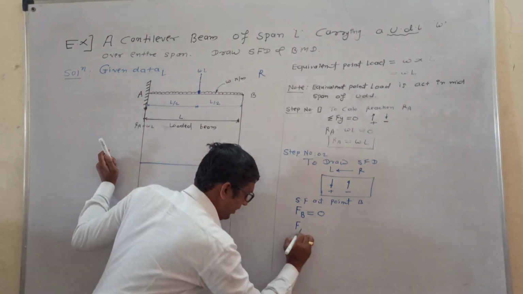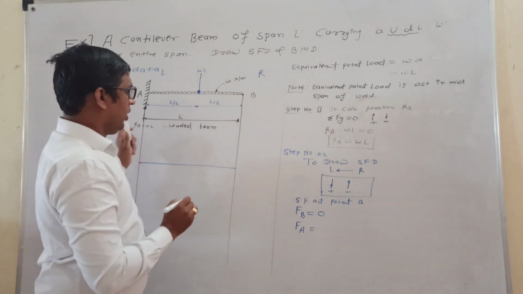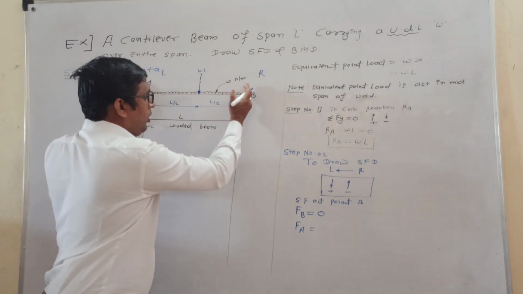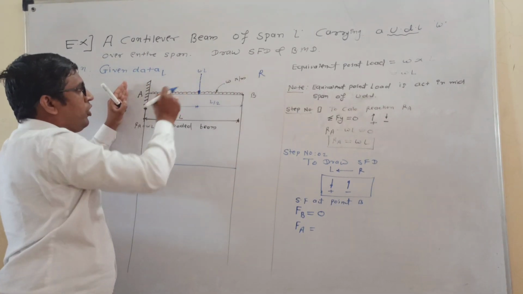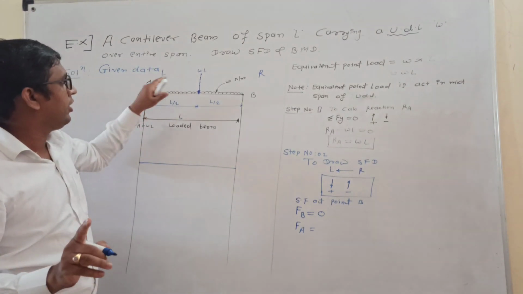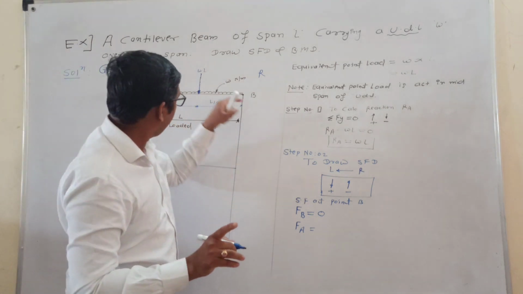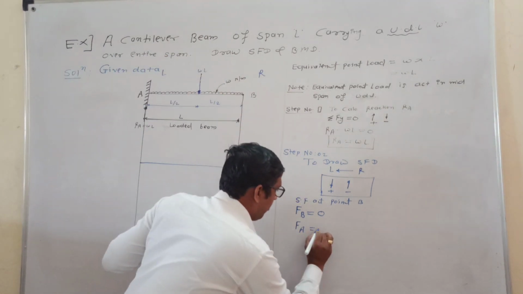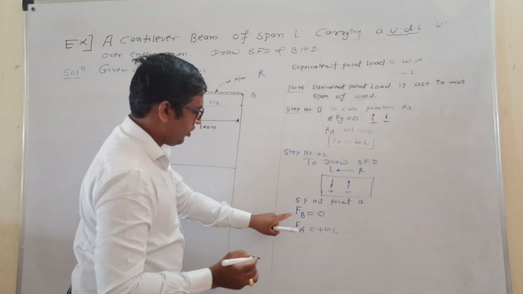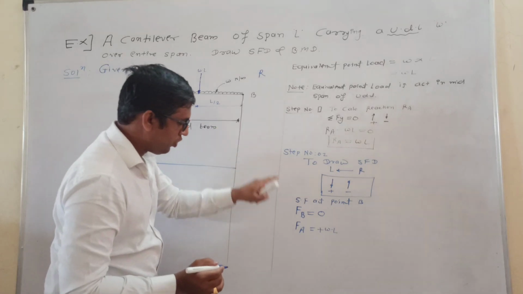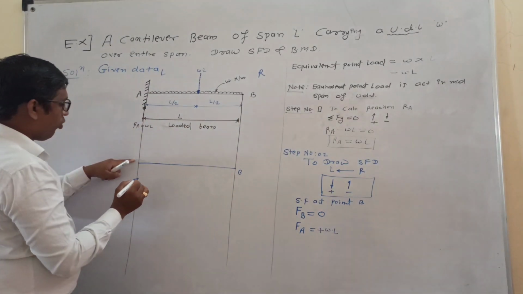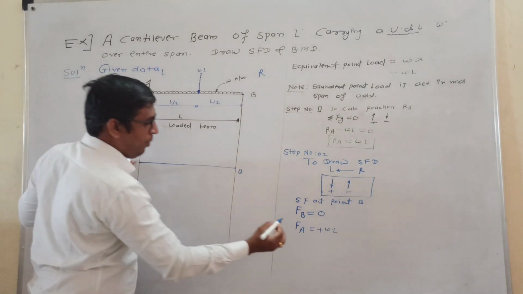Shear force at point A. Directly you have to take it at point A. Consider from B to A, how much point load is there? Only one point load is there, and that point load is W into L. This goes downward. Consider plus W into L. Okay, shear force at point B is equal to 0. Shear force at point A is equal to plus W into L.